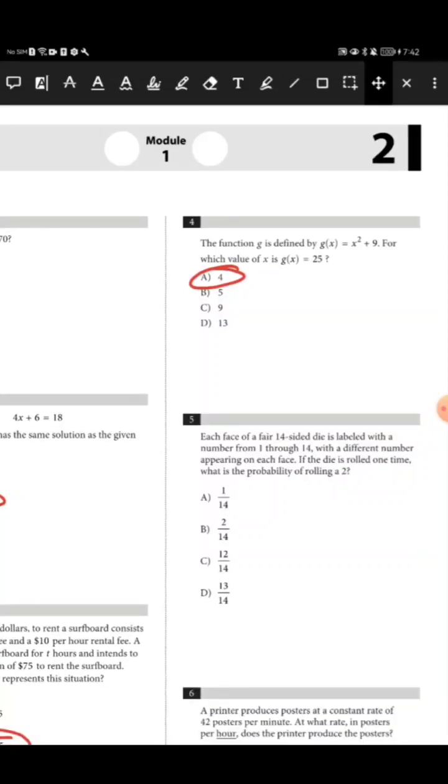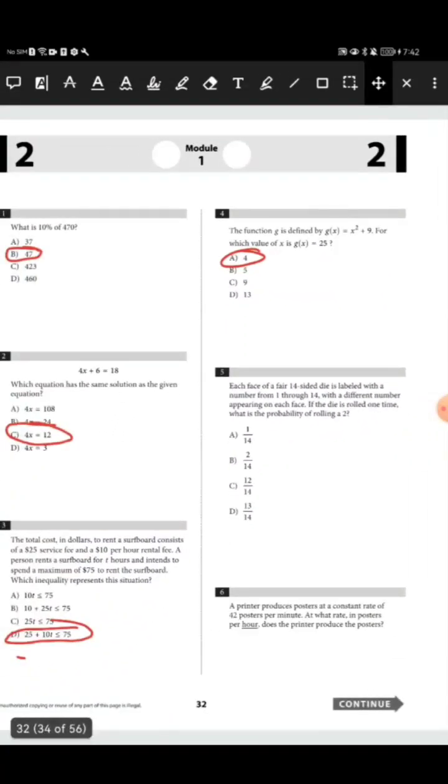Okay. Moving on to question number 5. Each face of a fair 14-sided die is labeled with a number from 1 through 14, with a different number appearing on each face. If the die is rolled one time, what is the probability of rolling a 2?